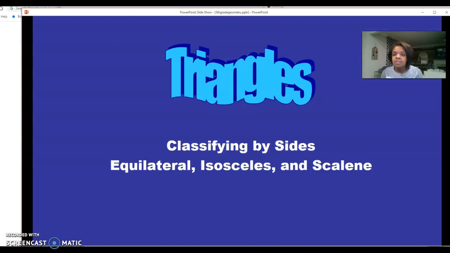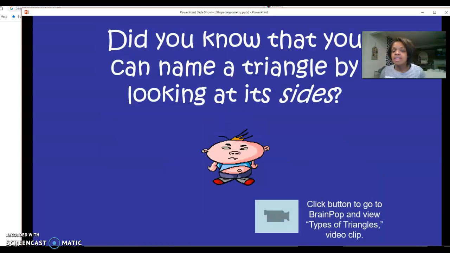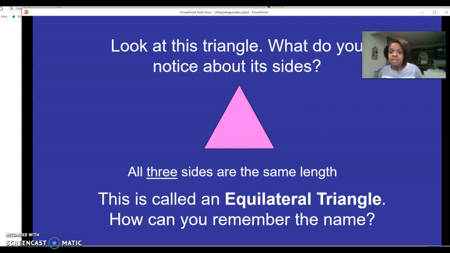okay? All right, so the other way that we can classify triangles is actually by its sides, okay? So equilateral, isosceles, and scalene. There we go. So since we've learned how to do these with our angles, now we're going to talk about how you can classify them with their sides. So if we look at this triangle, all 3 sides are exactly the same. So this triangle is a regular polygon because all of its sides and angles are going to equal exactly the same. And this is called an equilateral triangle. Equa meaning the same or equal, and lateral meaning side, so all sides are the same.